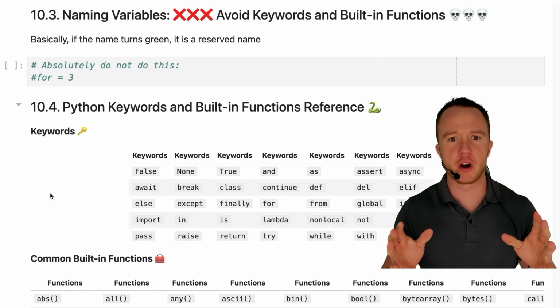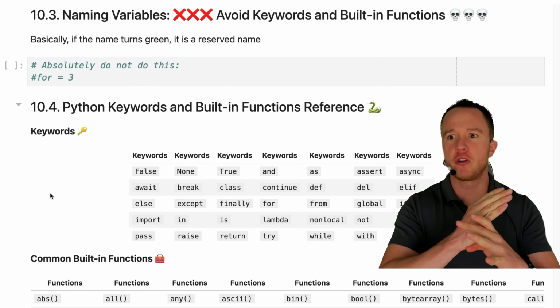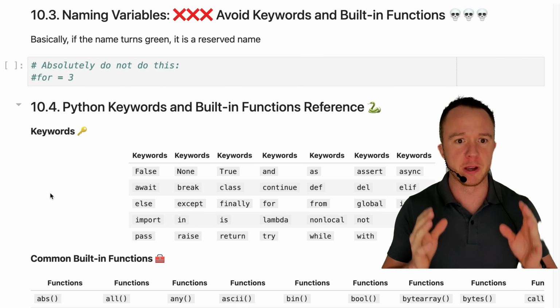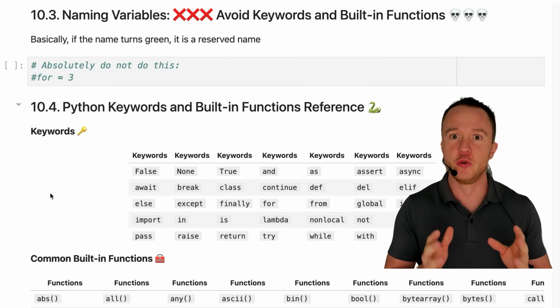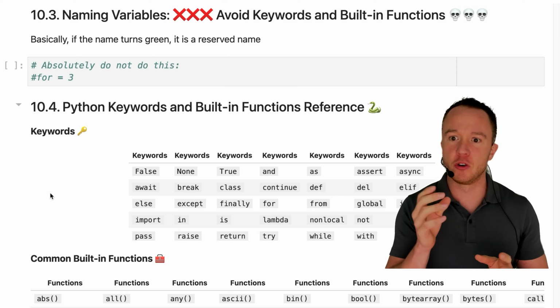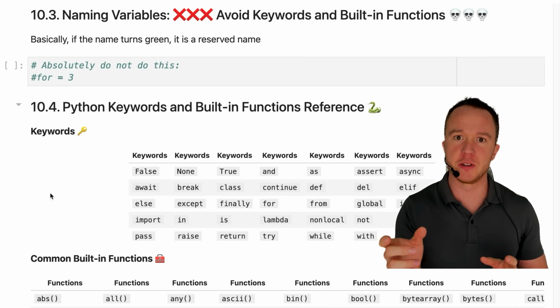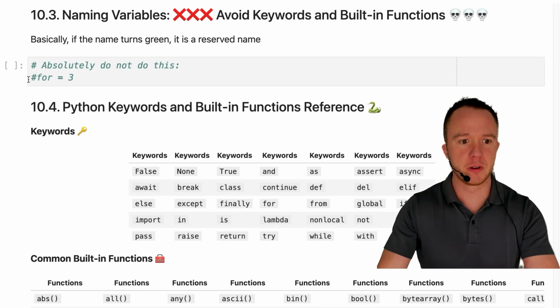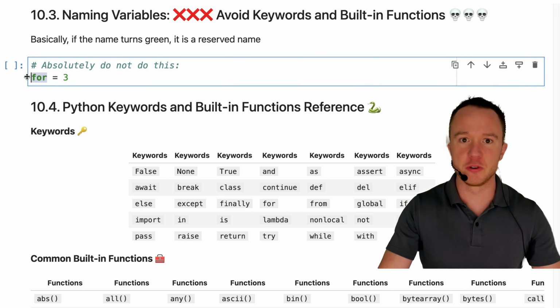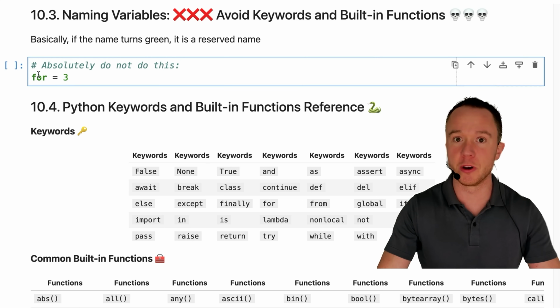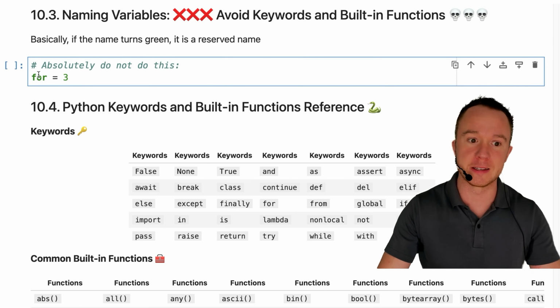Third issue, I wasn't sure how to highlight it, so I used 3 red crosses and 3 skulls to make absolutely sure you get this point. Do not name your variables and functions after built-in keywords and built-in functions. We saw it all throughout the script. If there's something like this, if this turns green, then it's a reserved keyword, so do not use it. Yeah, absolutely 100% never ever do this, all right?